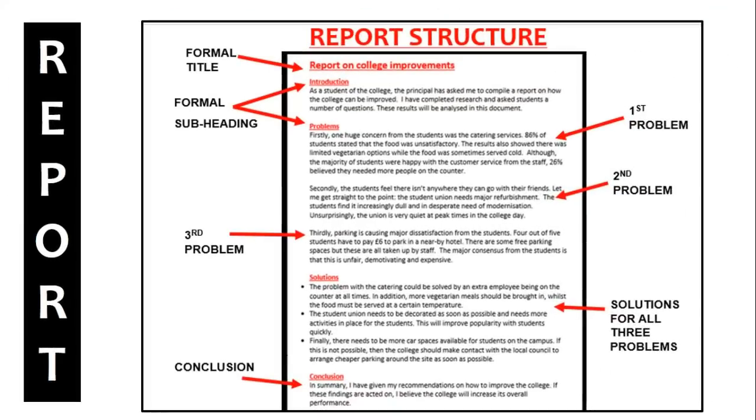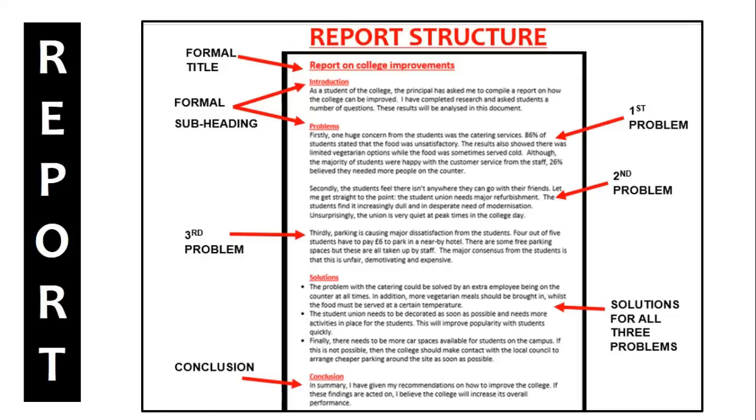A report. So a report is a bit different from the other ones. It's the most formal one. A report is basically you're giving advice to a company or someone on how something can improve. So instead of having a catchy title for a report, we've now got a boring formal title, so report on college improvements. Again, we're not having catchy subheadings, we're just having normal subheadings.